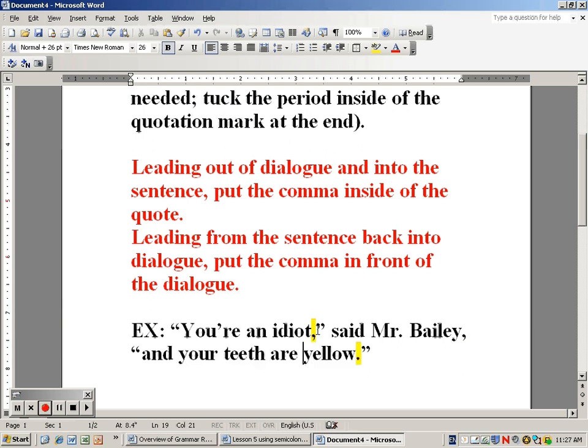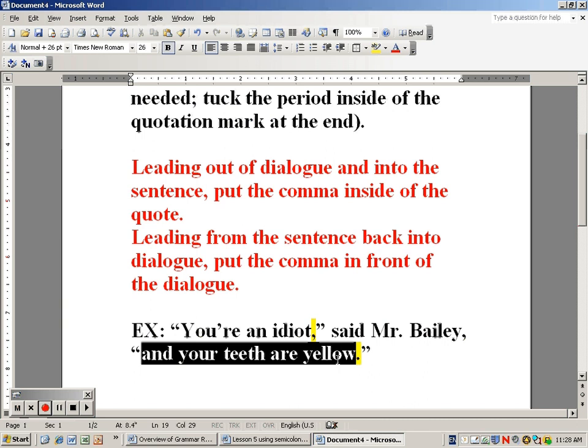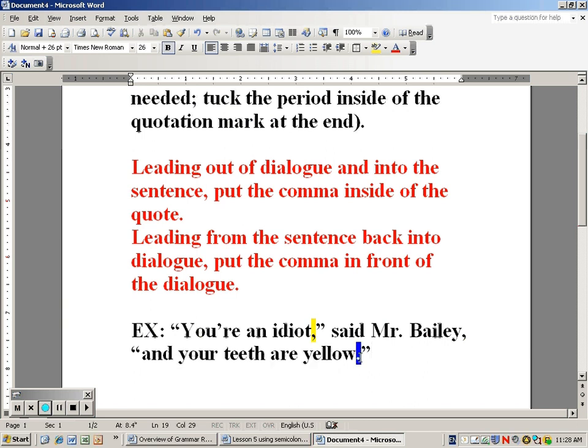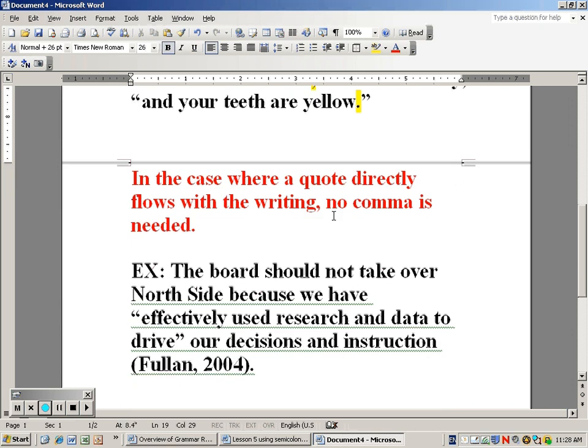The only time that we would not use the comma here would be if he was yelling it, like an exclamation point. Then it's not the comma there. But if it were just a declarative sentence, then we just keep the comma intact. But if we want to treat it like it's an exclamatory sentence, we have the exclamation point. So here we go. Dialogue, comma, close the quotation, said Mr. Bailey, comma, and then finish the sentence, finish the dialogue. And then notice the punctuation is tucked in. Now, that's dialogue.